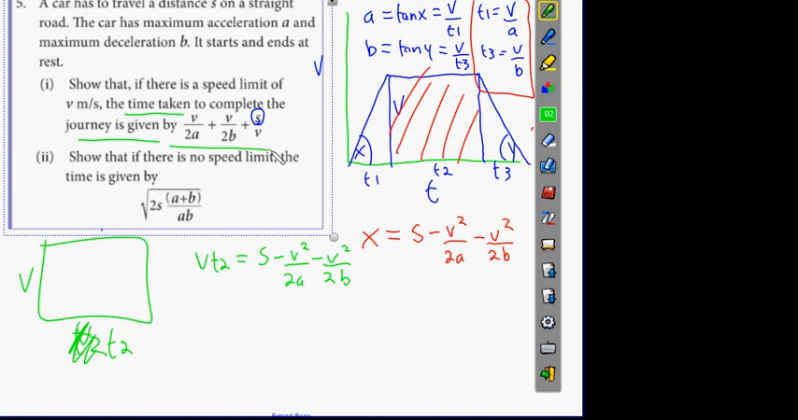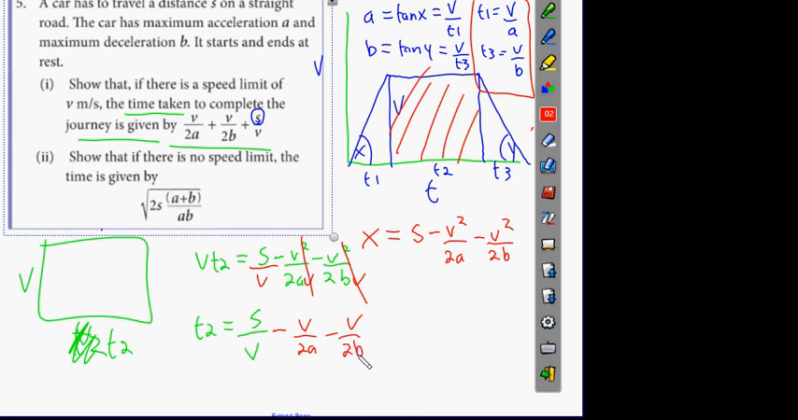Okay? So once we do that, here's what's going to happen. We're going to get T2 ends up to be S over V, because you're dividing S by V. You're going to cancel off that V there with another V underneath. So technically it's like this. V, V, V, and then they cancel like that. And we're going to get minus V over 2A minus V over 2B.